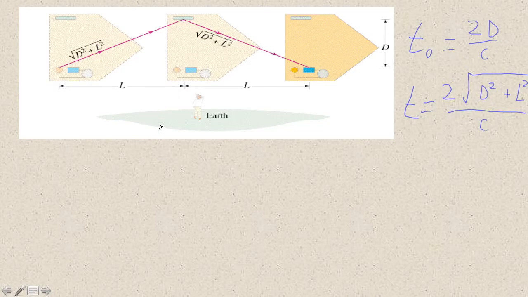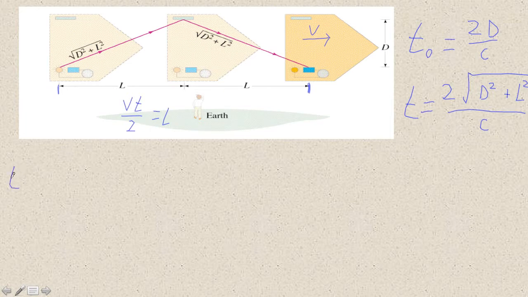Okay, so you're here because you want to see me derive the time dilation formula from this. Okay, so let's do it. The ship is traveling at some speed v, right? This total distance from here to here is vt, right? And L then therefore is half that distance, so I can substitute that in for L.